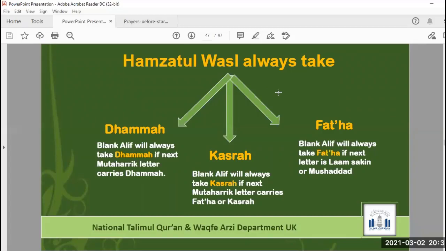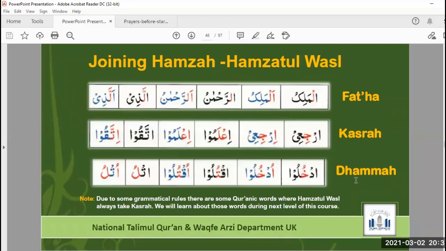Now I'll show you the example, then it will be clear to you. Look, this first alif is Hamzatul Wasl. The word is starting with letter alif, and it hasn't got any sign on it. So first you need to see what the next letter is. The next letter is the lam with sukoon. So it means this alif will always take fatha. So we will say al-maliku.